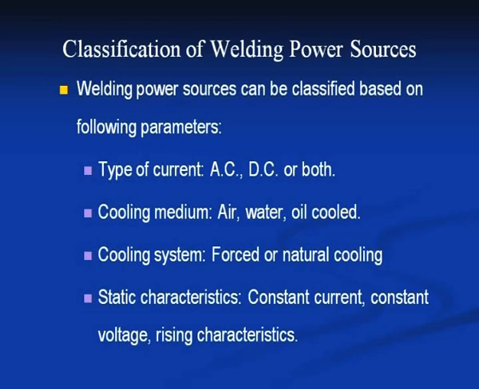The welding power sources can be classified based on a number of factors, such as the type of current. The welding transformer can be of the AC type, DC type, or it can deliver both AC as well as DC. The welding transformers can also be classified based on the cooling medium being used. These can be air cooled, water cooled, or oil cooled transformers. The cooling system can also be naturally cooled, or a forced cooling system can be used in these transformers and power sources.